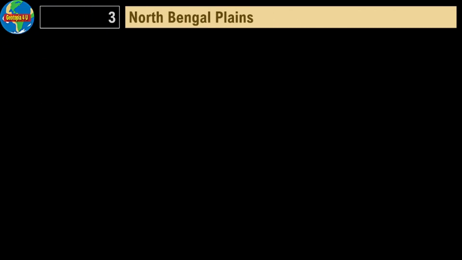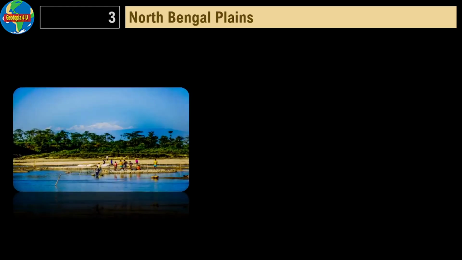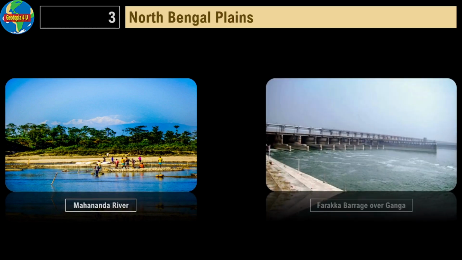Next up, we have the North Bengal Plains, which encompasses the districts of southern part of Jalpaiguri, Uttar Dinajpur, Dakshin Dinajpur, Malda, southern Alipurduar, and southern part of Kuch Bihar. In the picture to the left, you will notice the famous Mahananda River, and in the picture to the right, you will notice the very important Farakka barrage over the river Ganga.